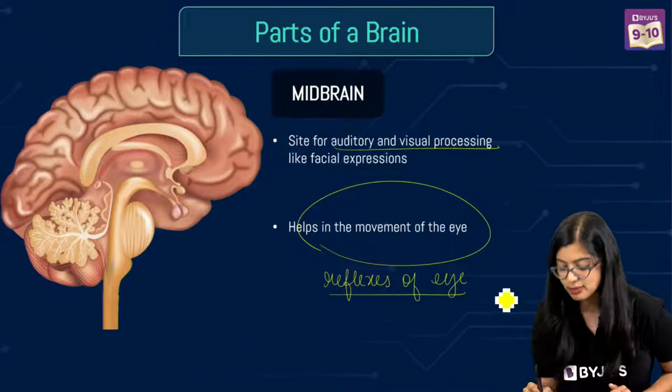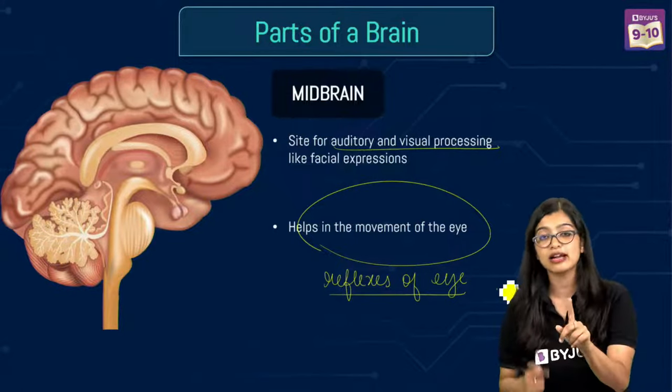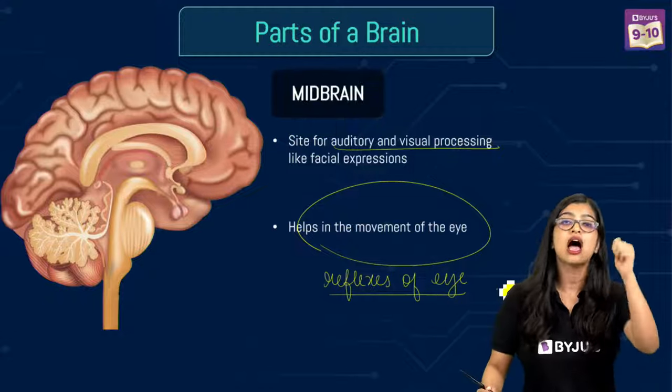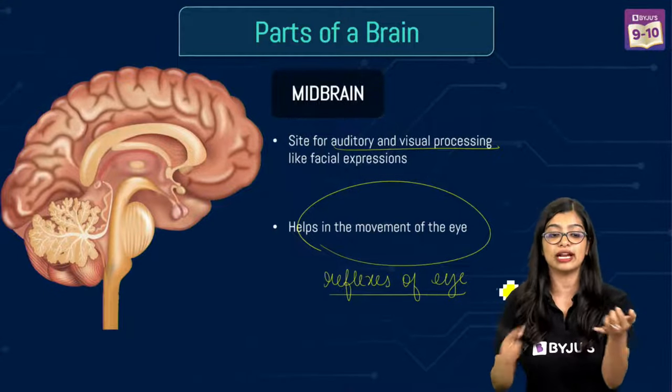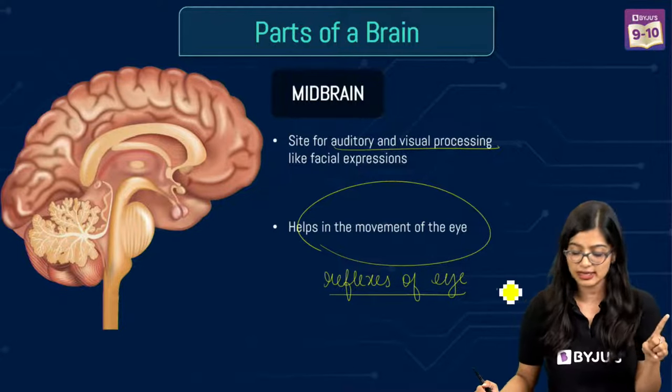Now, somebody was asking me here, ma'am, what is the difference between midbrain and hypothalamus? Midbrain regulates the reflexes of the eye, such as change in pupil size and lens. Hypothalamus is responsible for regulating hunger, thirst, and temperature. Are we clear, everybody, with this?